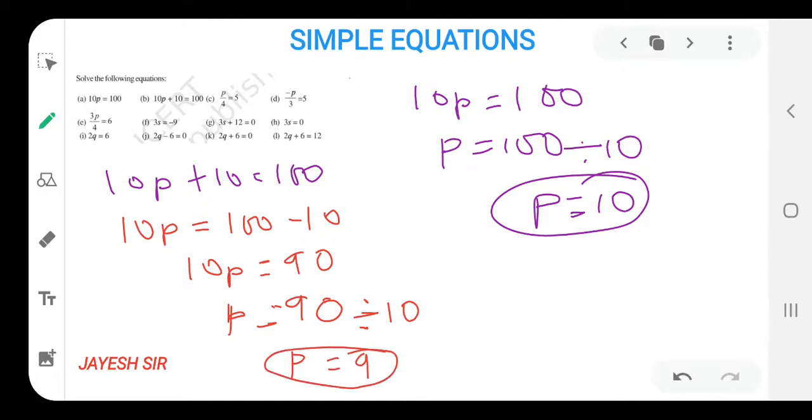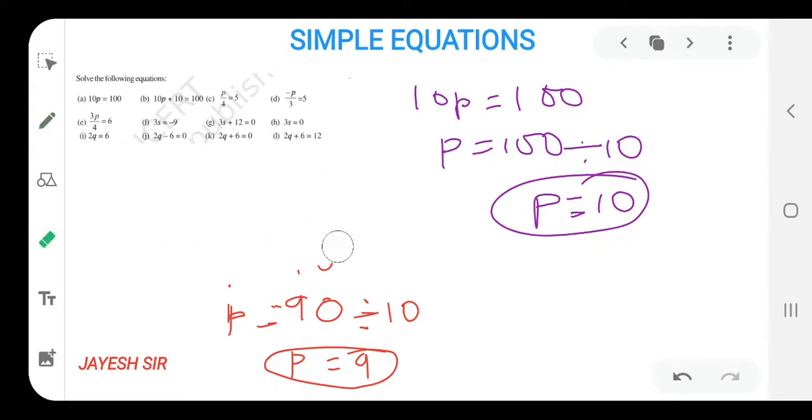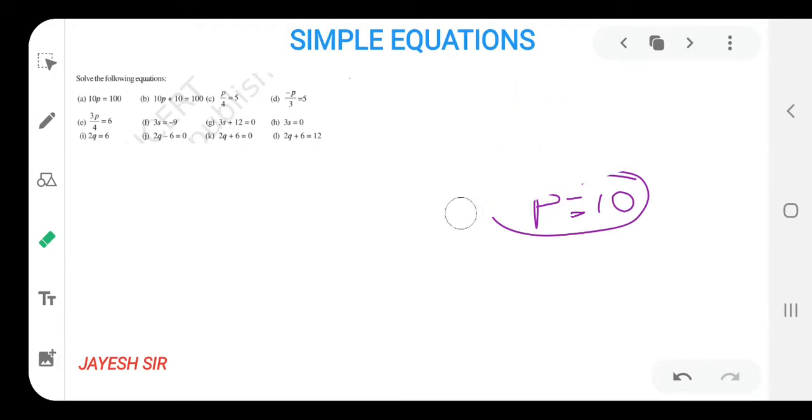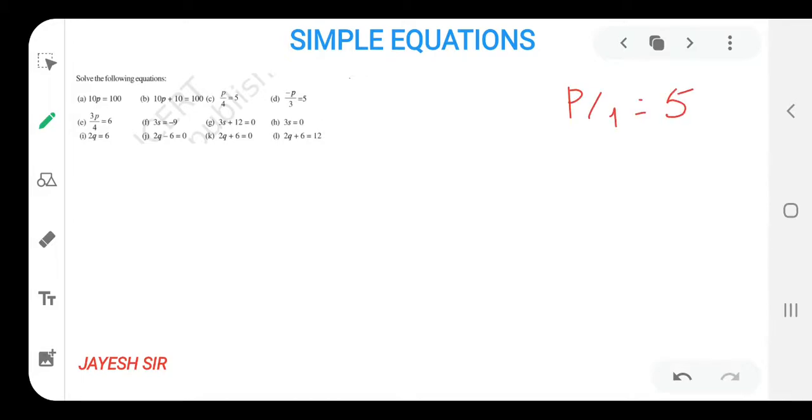So this was the easier type of sums, and I think you all might be capable of solving on your own. Now let us begin with the next type. If you are capable of solving on your own, pause the video and try to solve, as I am solving over here for you only, dear. So let us begin with the third sum, that is p by 4 equals 5.